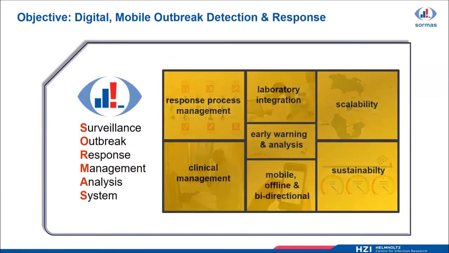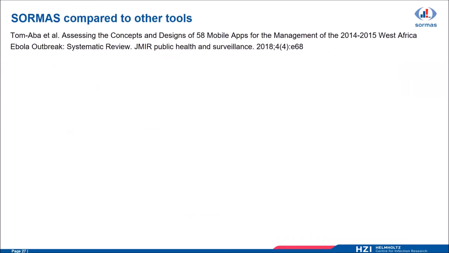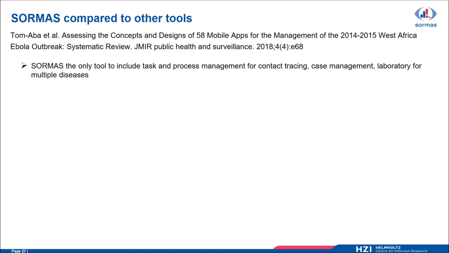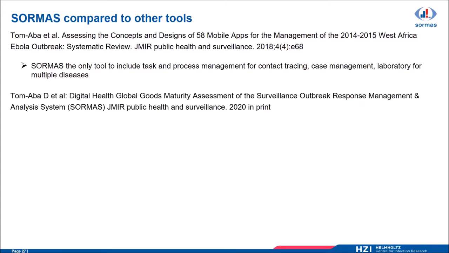Now, when we look at the different processes and management within the system, a lot of questions have been asked about what the functions are, or what makes SORMAS different compared to other tools. In 2018, I did an assessment, like a systematic review, assessing the concepts and design of different mobile apps for managing Ebola. Based on this review, we found that SORMAS was the only tool to include tasks and process management for contact tracing, case management, and lab for multiple diseases at the same time. In 2020, my paper just got published again about the Global Goods Maturity assessment of SORMAS, where SORMAS is currently the only tool that fulfills all the Global Goods Maturity criteria under the category of public health surveillance. It's important to note that.